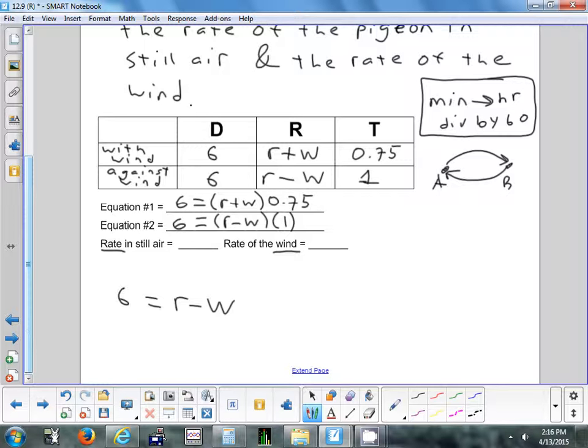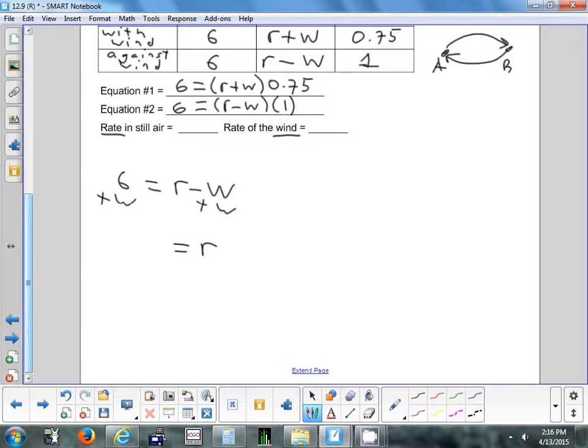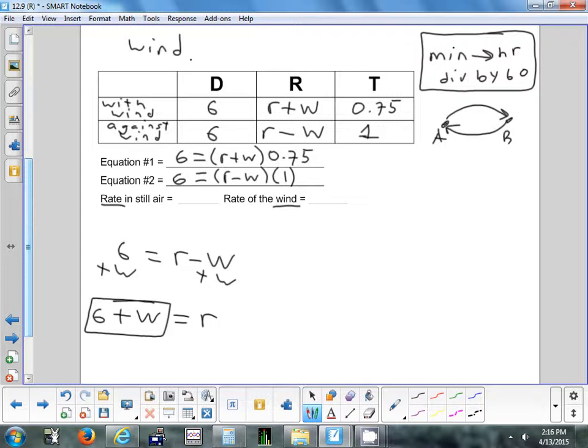How could you get R by itself here? Adding W to each side. So what is R equal to? Are we multiplying or are we adding? Adding. 6 plus W. That's equal to R. Now, look back up at equation 1. Do you have an R anywhere in that equation?